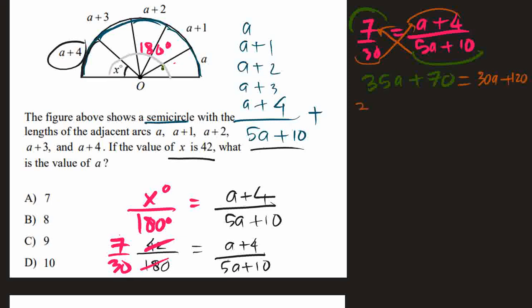Now we have 35A minus 30A equals to minus 70 because we move to the right, plus 120. Now minus 70 plus 120 is 50. 35A minus 30A is 5A, so A is equal to 10. Will be our answer, 10.